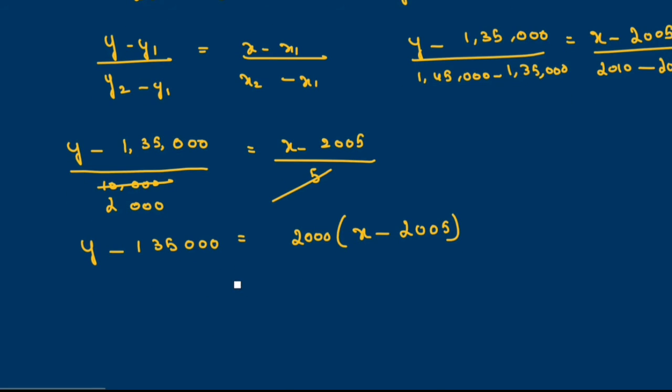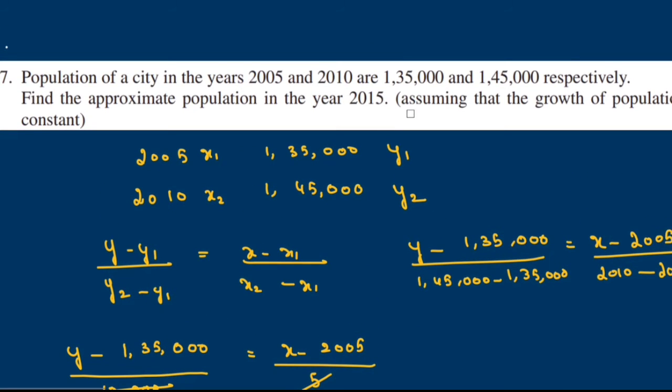The question here is find the approximate population for the year 2015. Whenever they say the growth is constant, it is a linear equation. Assuming the growth is constant, that means it is a linear relation.